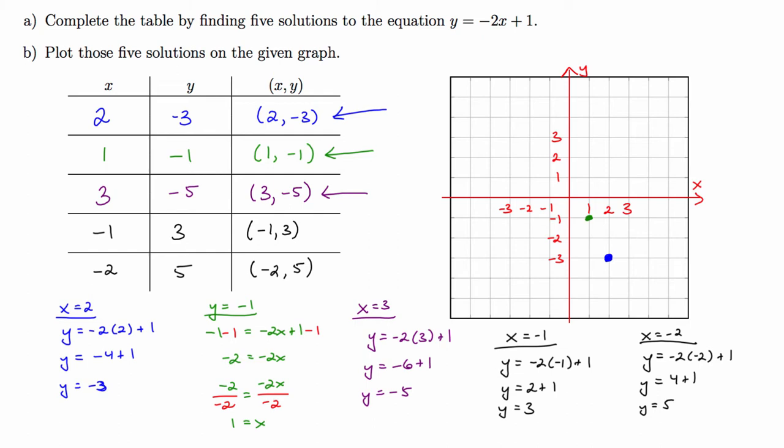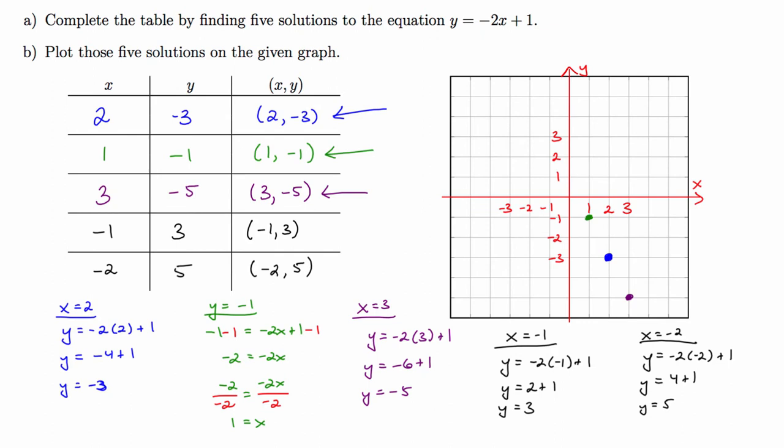To plot the third point, 3, -5, we again begin at the origin. We go to an x value of 3, we go to a y value of -5, and we plot our point at 3, -5. To plot the point -1, 3, we again start back at the origin. We go to an x value of -1 and a y value of +3, so left 1 and up 3.